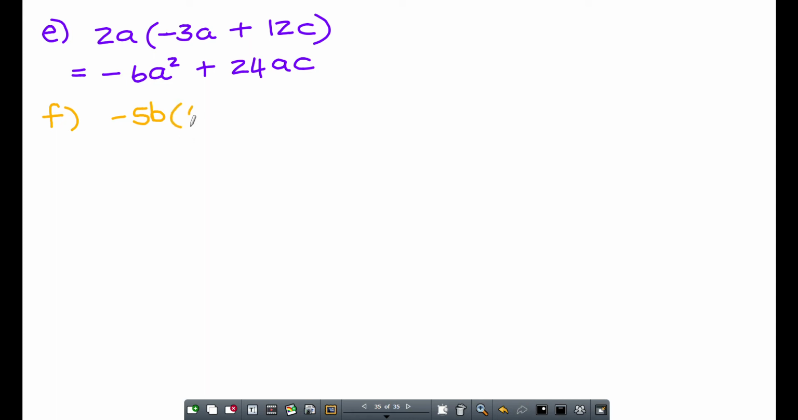Okay, so then here, 6a minus 5. Same thing. I couldn't simplify inside the bracket, so I'm going to say minus 5b times 6a gives me minus 30ab. And then minus 5b times minus 5 is going to give me positive 25b. And again, you will see that the one has ab as an unknown and the other one has b, so they're not like terms, so that's where we stop. Okay.